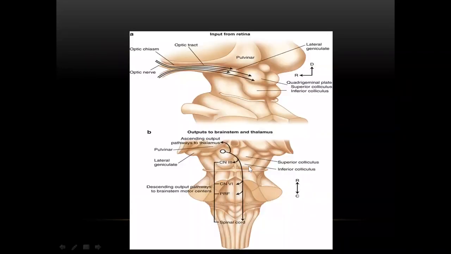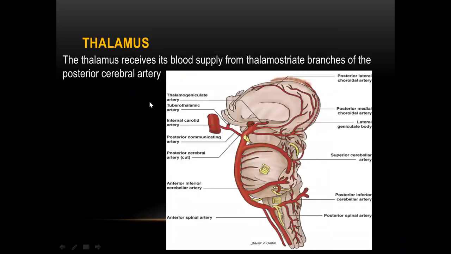Here it is a posterior coronal section of the posterior part of the midbrain. These are the two superior colliculi and two inferior colliculi. The lateral geniculate body is connected to the superior and participates in the visual pathway, and the medial is connected to the inferior and participates in the auditory pathway. The blood supply of the thalamus is from the posterior cerebral artery, known as the thalamocerebral branches.